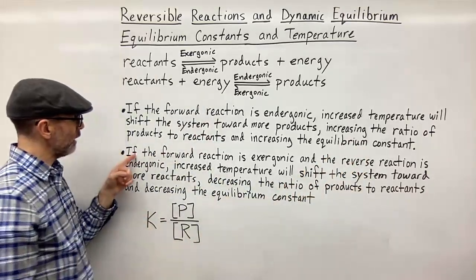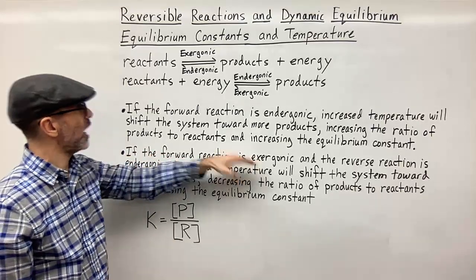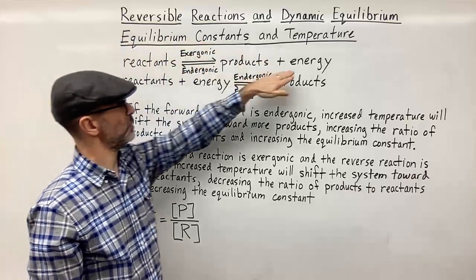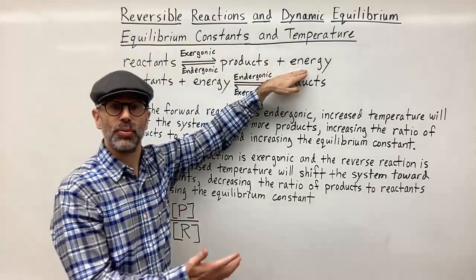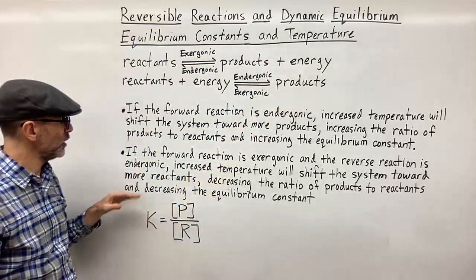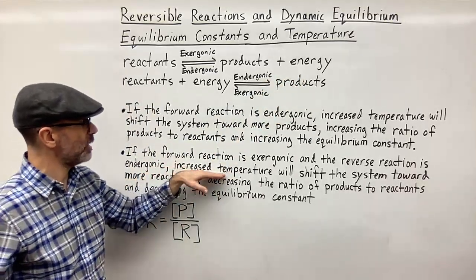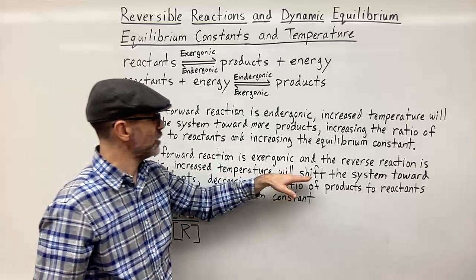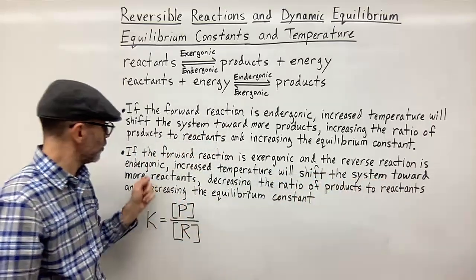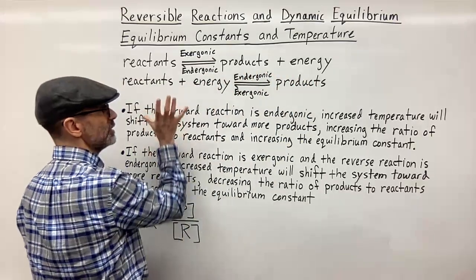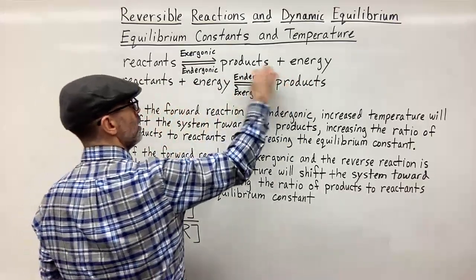Okay. If the forward reaction is exergonic, so up here, the forward reaction is exergonic because I have energy as a product. So what's that going to do? It's going to favor reactants. So if I increase the temperature, it's going to shift the system toward the reactants. So remember, endergonic is this way. If I increase the temperature, then, oh, I'm sorry, I'm looking at the wrong one. Endergonic, oops.